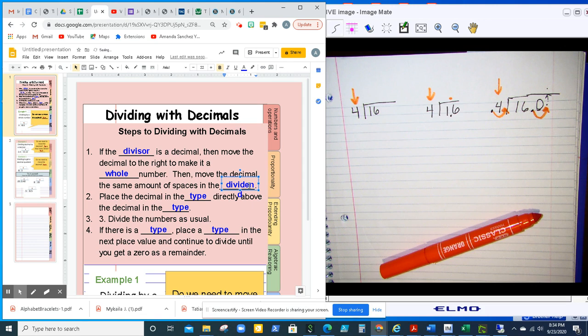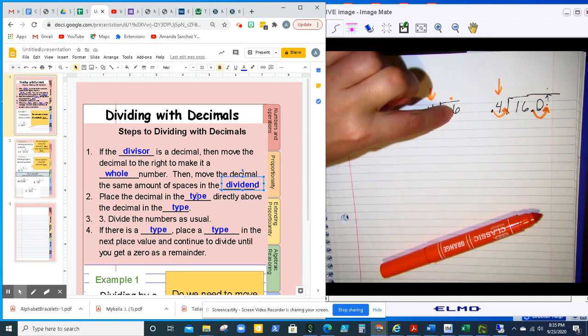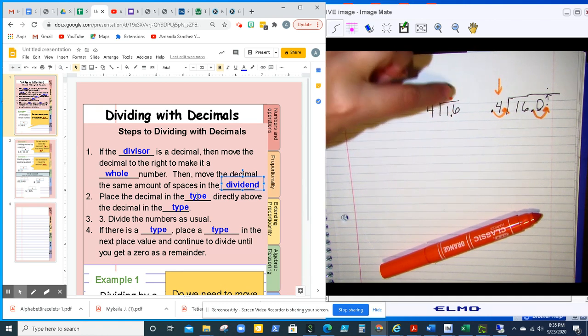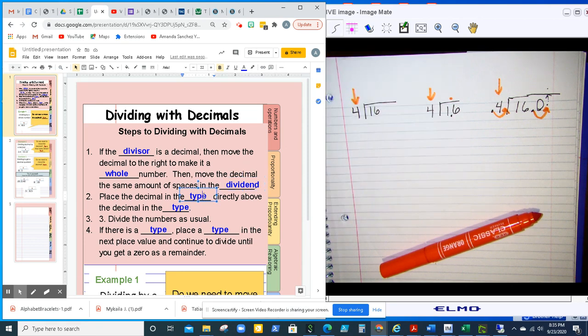And if you want, put in parentheses "inside value," or maybe even put a little callout box like one of these, you could do that and put it right here, inside value. Place the decimal right here like I did here. You're going to place your decimal, shoot it straight up into the quotient, directly above the decimal in the dividend.